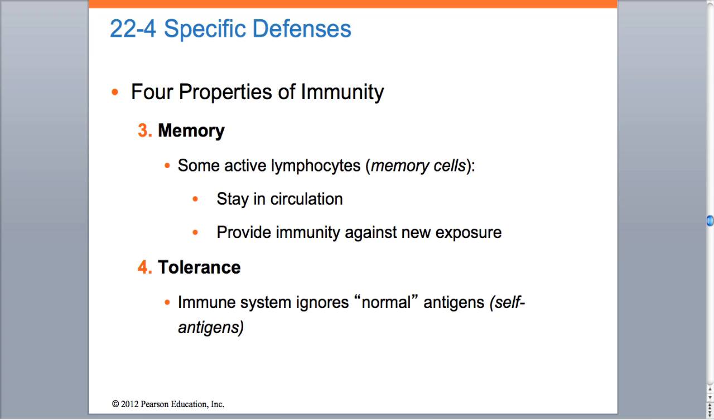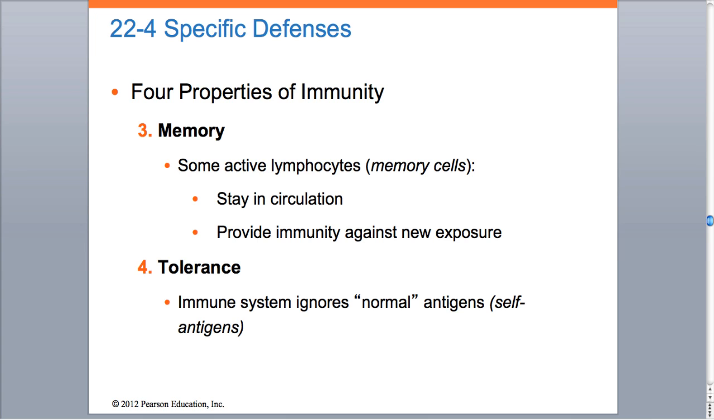Memory. We already know that because we're talking about level 3 and level 4, we know we're talking about memory. And memory goes with immunity, which means the next time I get the exact same germ, I'm ready to fight. And I usually recover better the second time around because I already had memory cells for it.